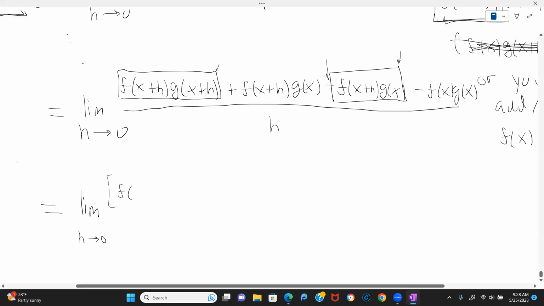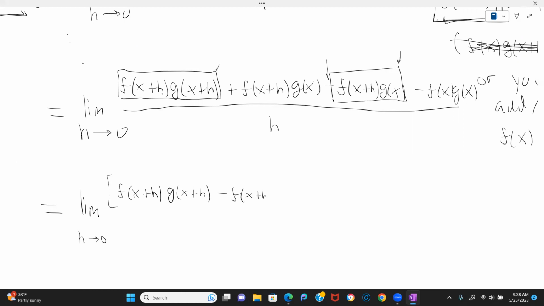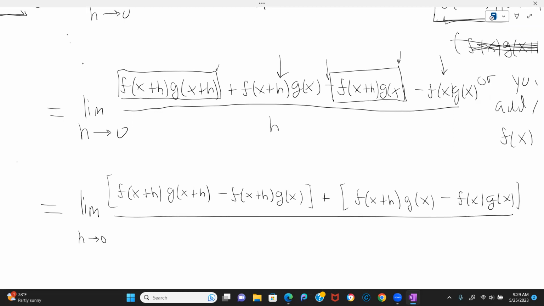Anyway, so it's going to be f of x plus h, g of x plus h, and then minus f of x plus h times g of x. And then we're adding to that the rest of the stuff. So it's going to be square brackets, this term minus this term right here. So it's going to be f of x plus h, g of x minus f of x times g of x. And then this is all divided by h.